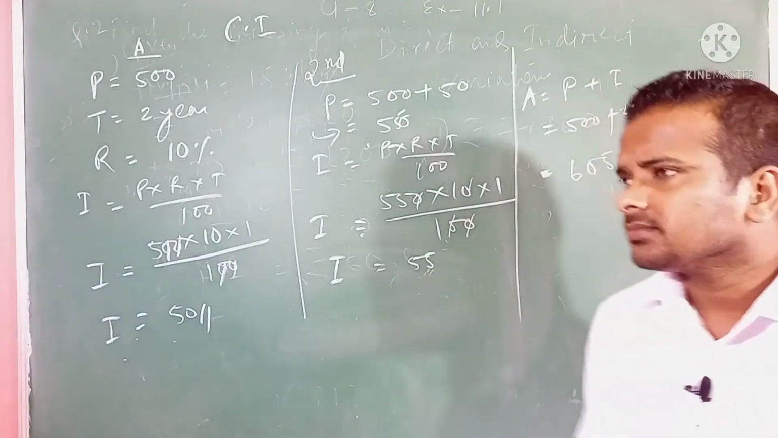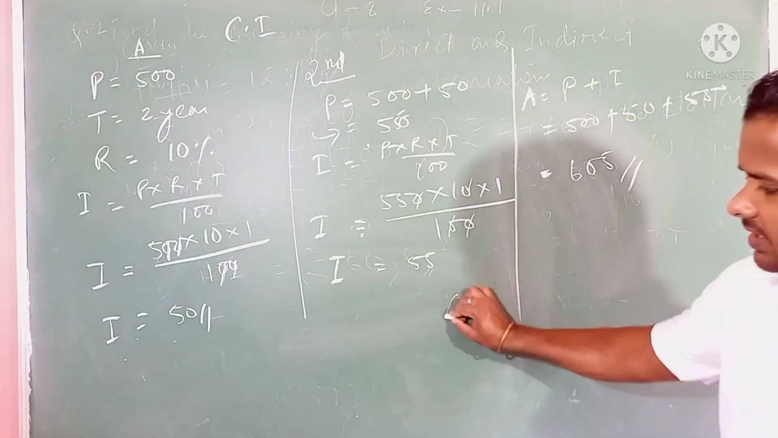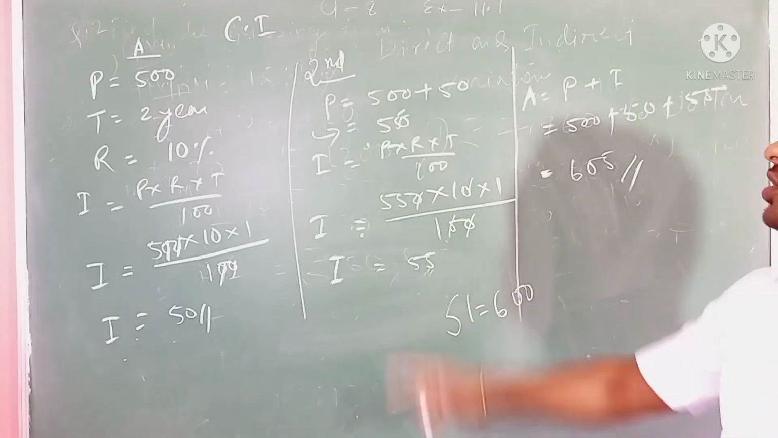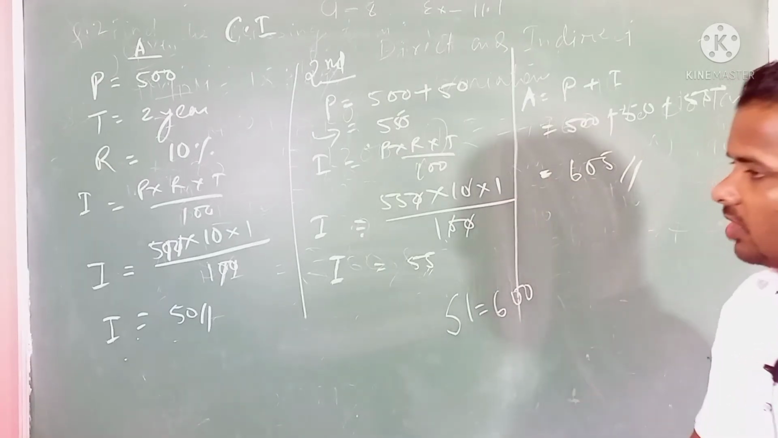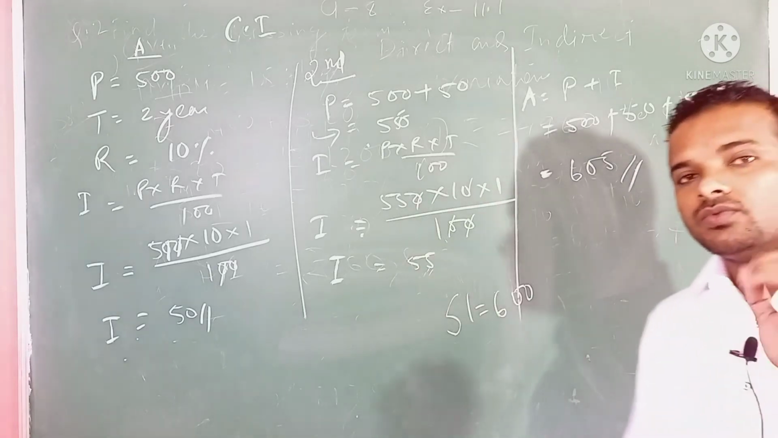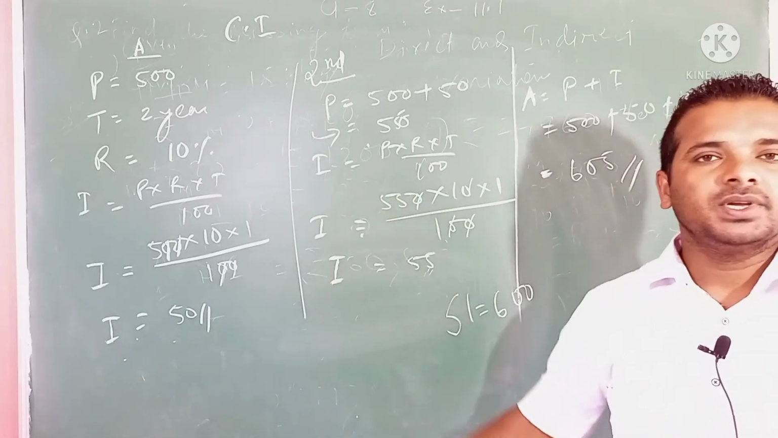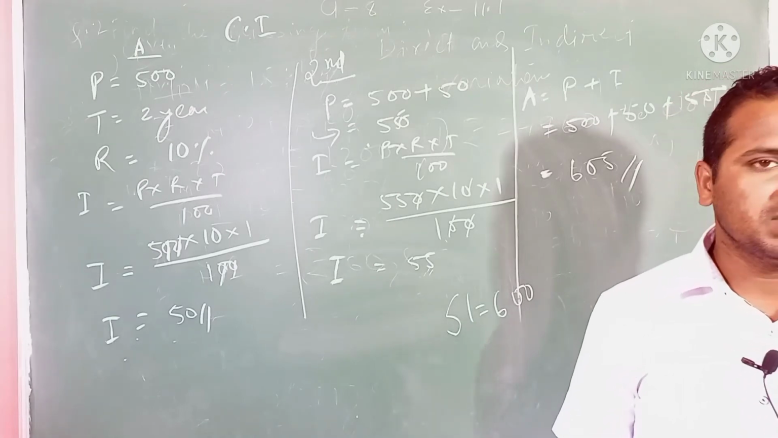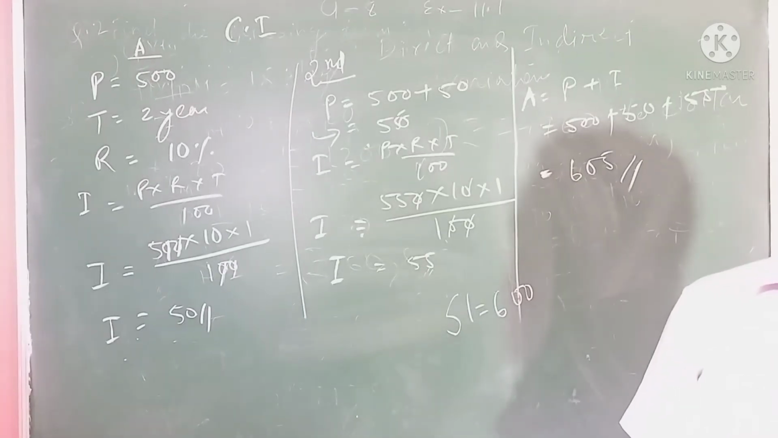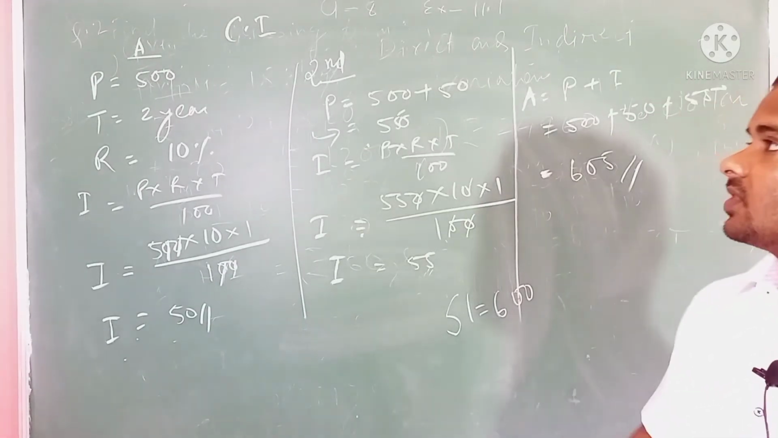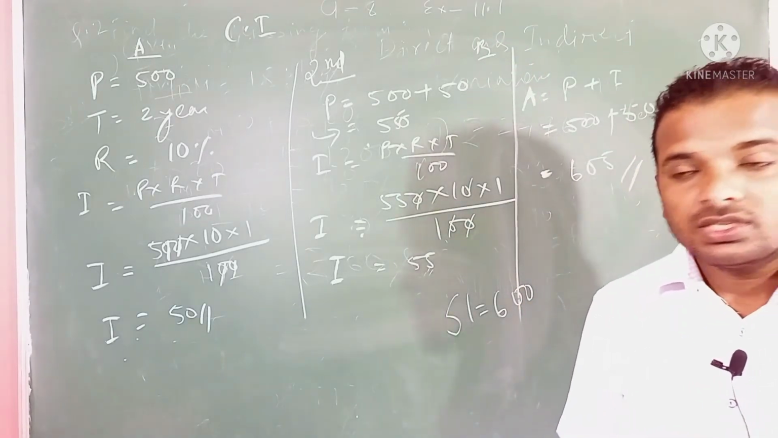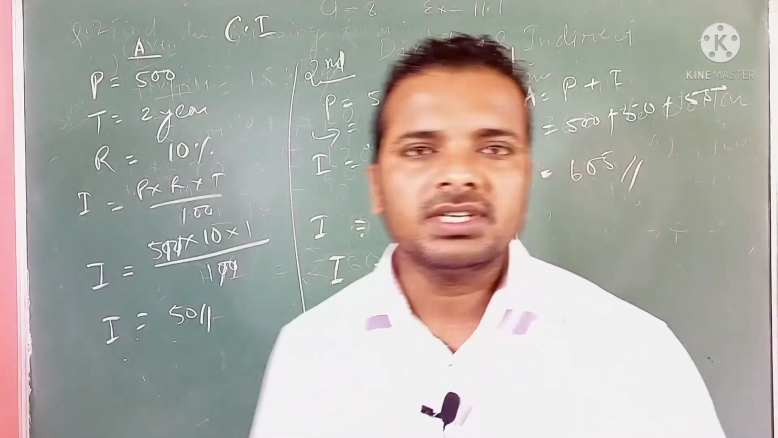Why? If it is simple interest, customer A will pay 600. But because of compound interest, he is going to pay 605. That means 5 rupees extra he is going to pay, which means for A it is a loss, 5 rupees of unnecessary expenditure. But for the bank, or for the person who lent him the amount, for B, it is good because he is getting 5 rupees extra. So that is the difference between compound interest and simple interest.